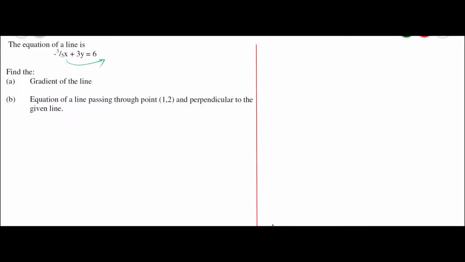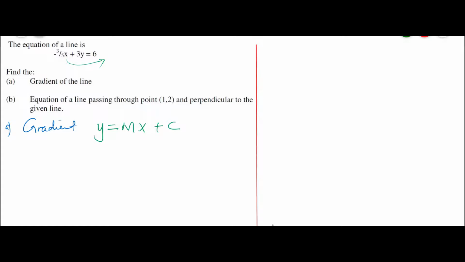So we start with the first part, calculating the gradient of the line. For us to calculate the gradient, we have to write this equation in the general format of an equation of a straight line. The general format is y equals mx plus c. So we have to rewrite this equation in this format.